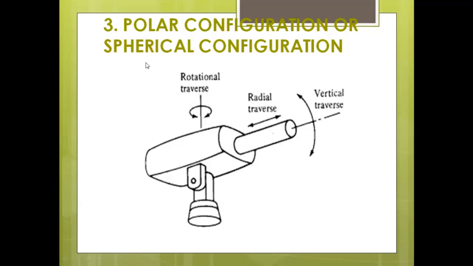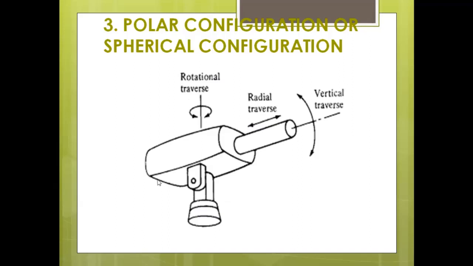By this, we are getting a spherical work envelopment. Polar configuration robot or spherical configuration robot is an industrial robot which has two rotary motions and one sliding motion. By this, we are getting a spherical work envelopment in the industry. Spherical, as you already know, is the same as a ball.